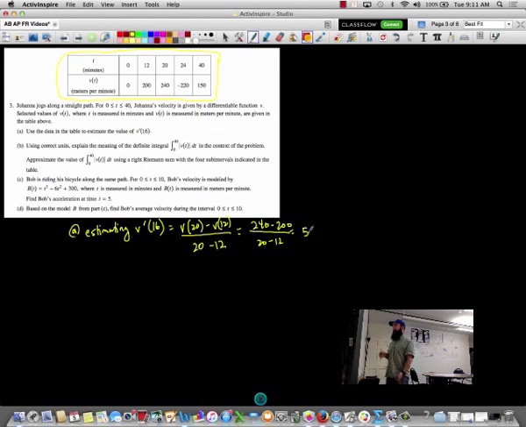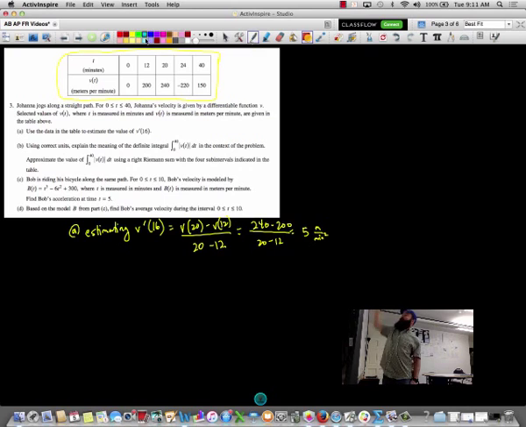Now, keep in mind what the meaning of that is. I've just taken an AROC. On top, it was meters per minute, and on the bottom, it was minutes. So this is meters per minute squared, so it represents acceleration at time 16. Now the question isn't asking for units, but it's useful to know what the units mean.